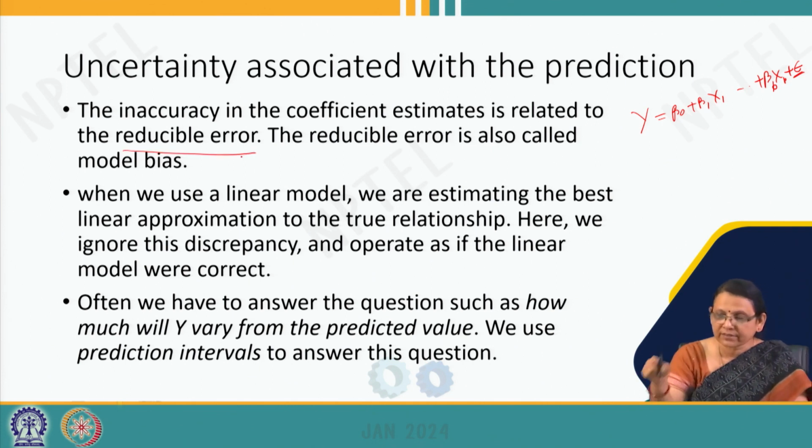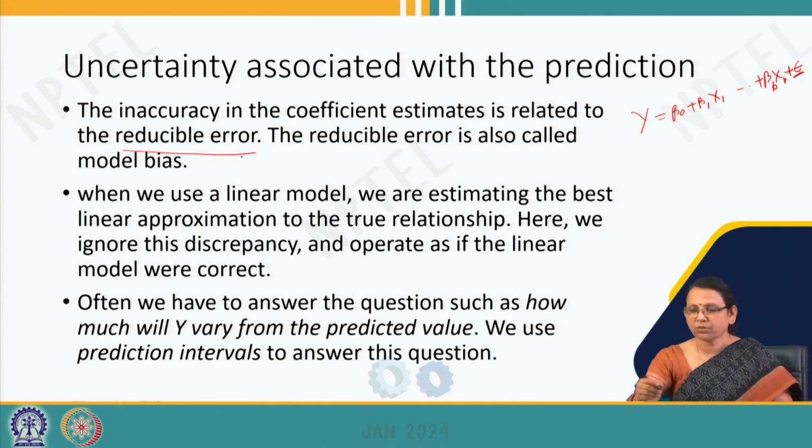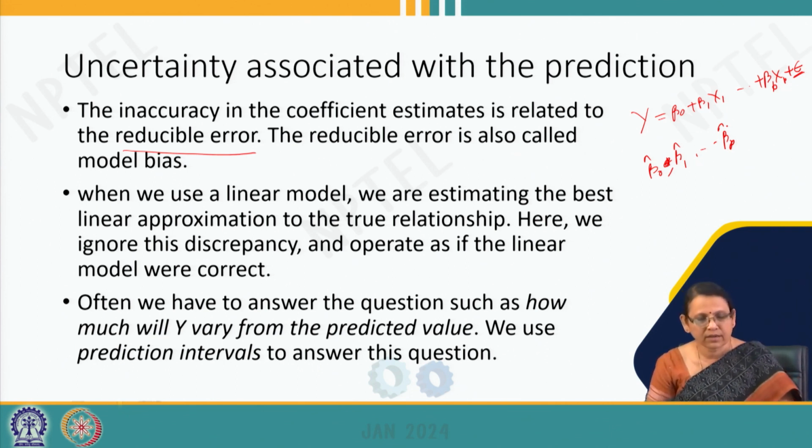Whenever you estimate, when you get the estimated values of beta 0, beta 1 and beta p, this error is again going to come. How do you get the estimates? By solving that least square problem. So, even when you get the estimates and you get a good fit, you cannot avoid this term; it is going to be there. Okay, so this part is called irreducible error or the model bias.